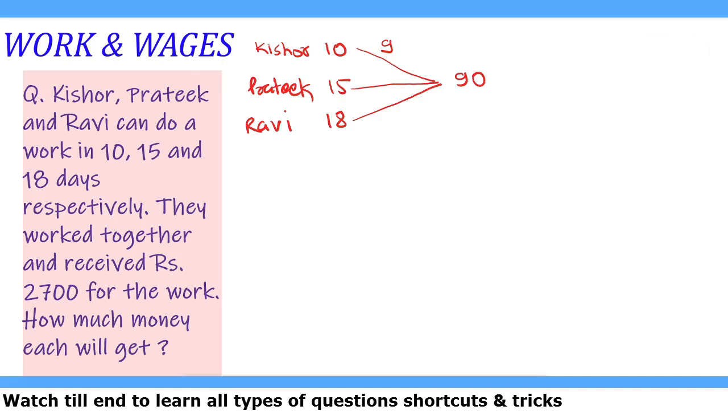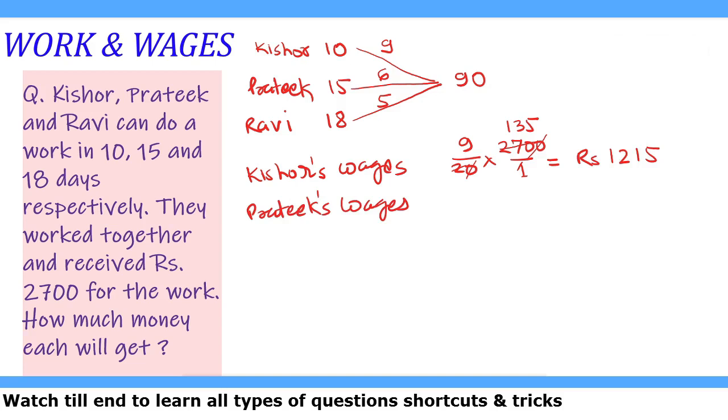One day work of Pratik is 90 divided by 15, which is 6 parts, and 90 divided by 18 is 5 parts by Ravi. So when they work together they can complete 9 plus 6 plus 5, which is 20 parts per day, out of which Kishore's wages equal 9 upon 20 multiplied by 2700. So 20 divides 2700 for 135 times, and 9 multiplied by 135 equals 1215.